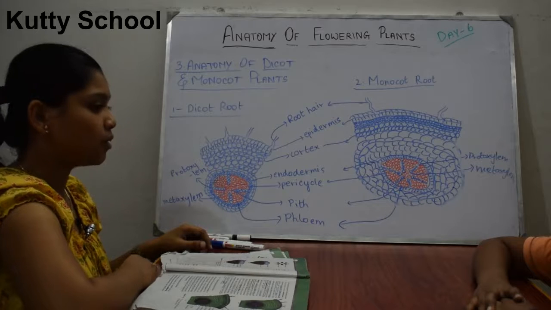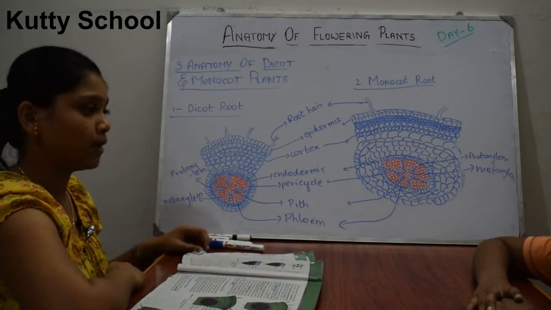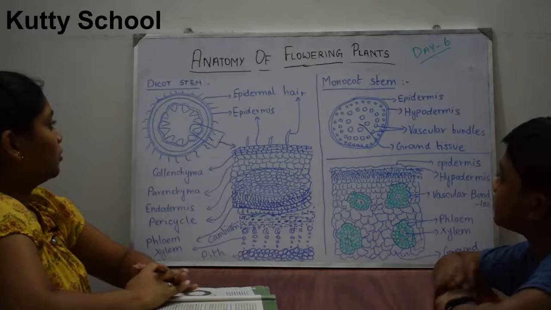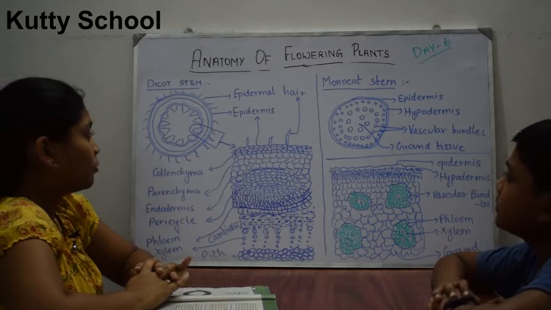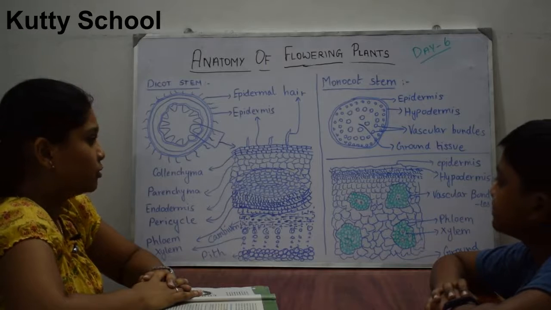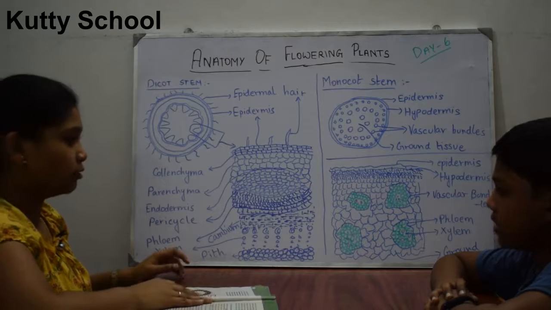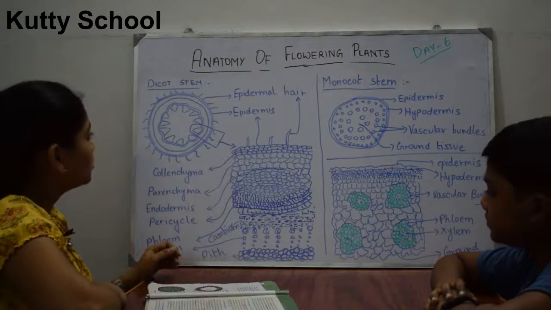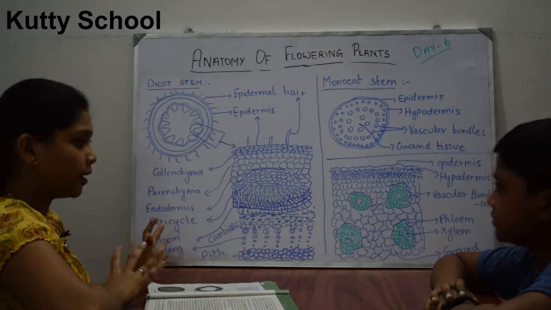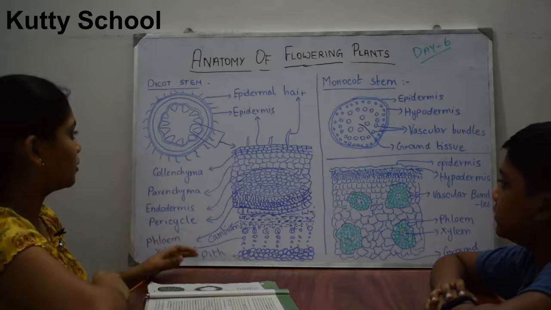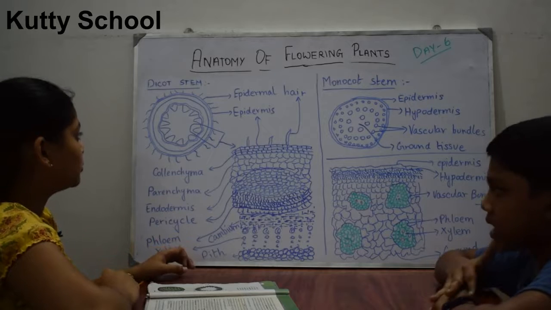Next we will see the stem, dicot stem and monocot stem. After seeing the anatomy of dicot root and monocot root, now we are going to see the anatomy of dicot stem and monocot stem together. First we will see the dicot stem, and how the tissues are arranged inside it.